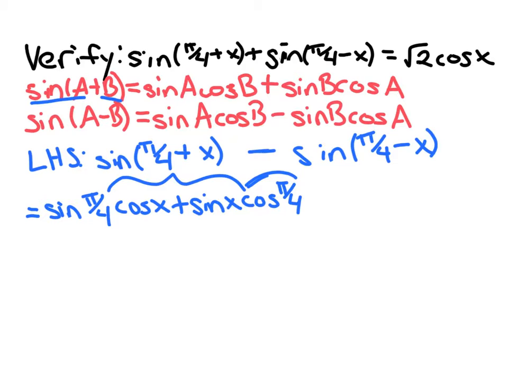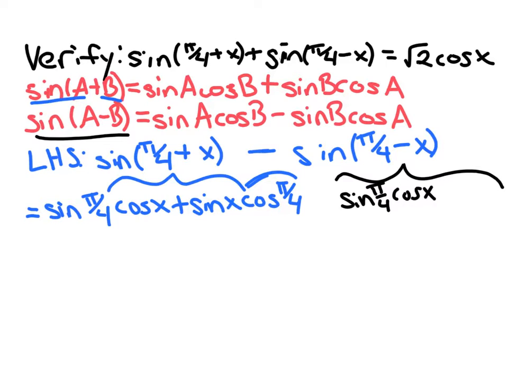Now, I'll choose another color. If we apply that second formula to the sine of pi over 4 minus x, applying this formula right here, that's equal to sine of the first angle, so sine of pi over 4, times cosine of the second angle, cosine of x, minus sine of the second angle, so that'd be sine of x, times cosine of the first angle, so that'd be cosine of pi over 4.